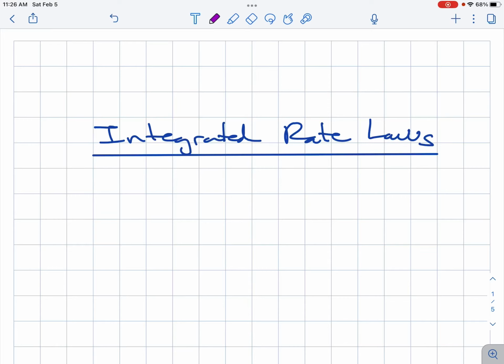Hi everyone, in this video we are going to go over integrated rate laws. There are two forms of rate laws that we study when we talk about kinetics. And so actually let's back up a step. So remember, kinetics is the study of the fact that reactions most often take a period of time to occur.